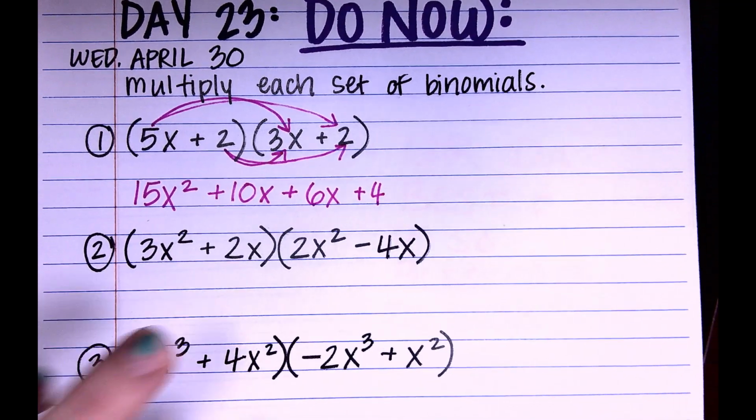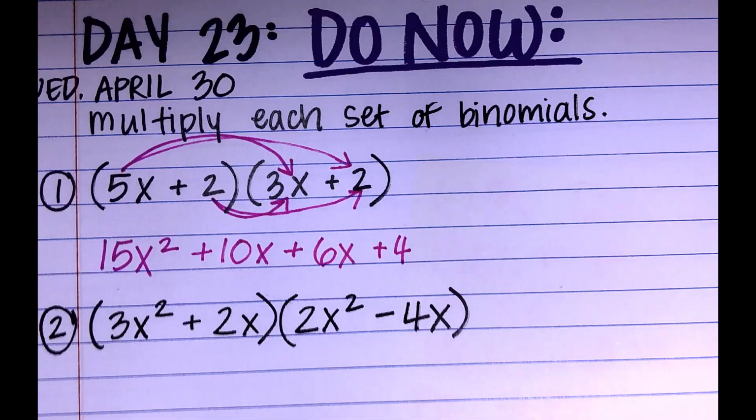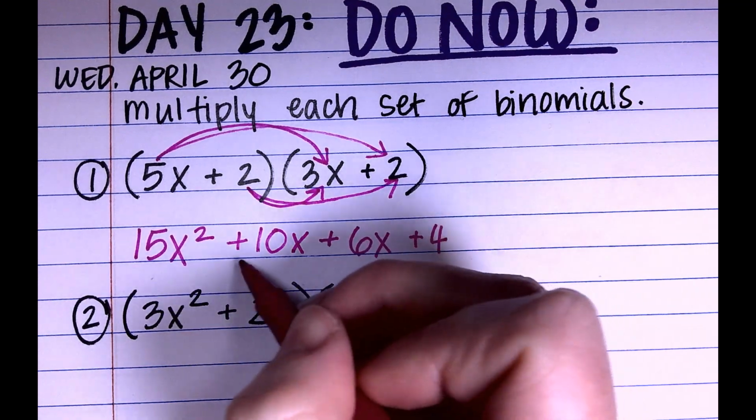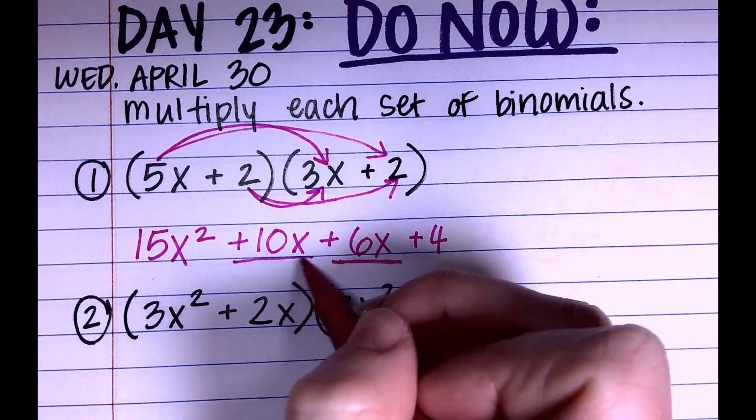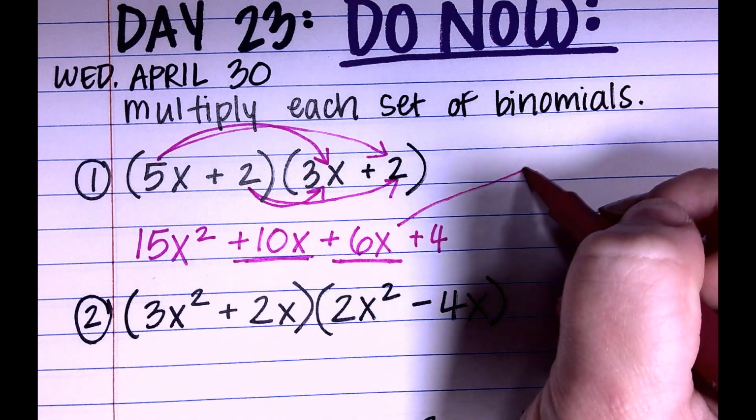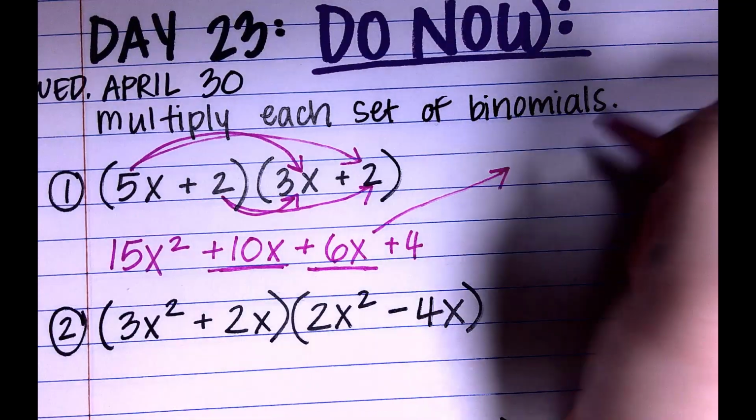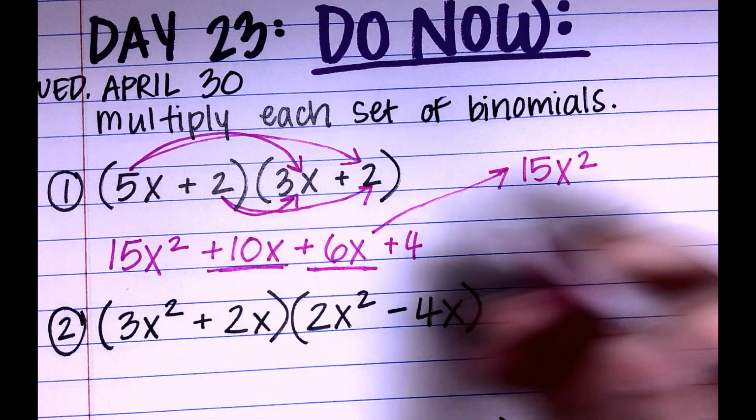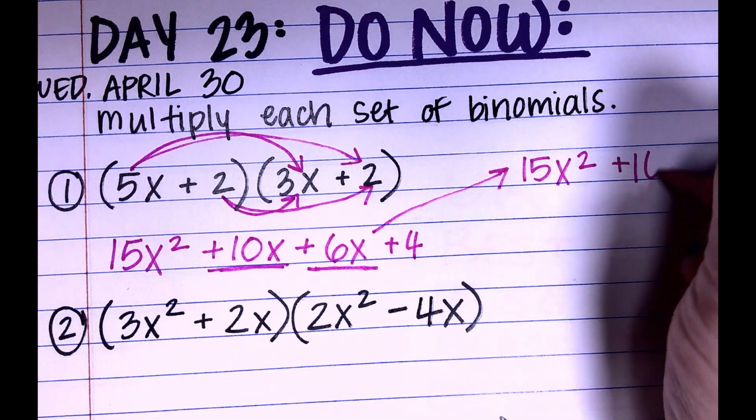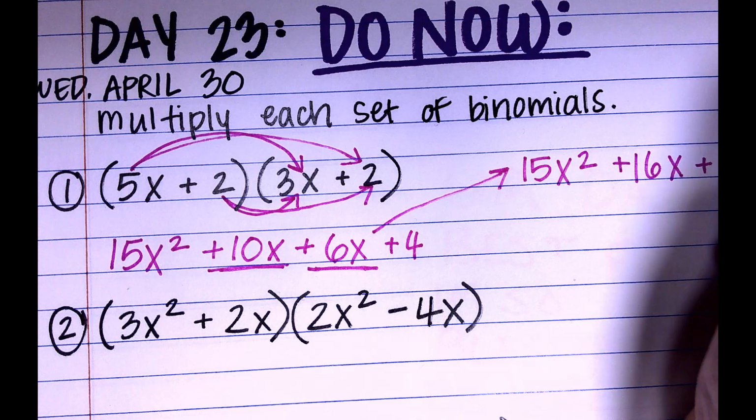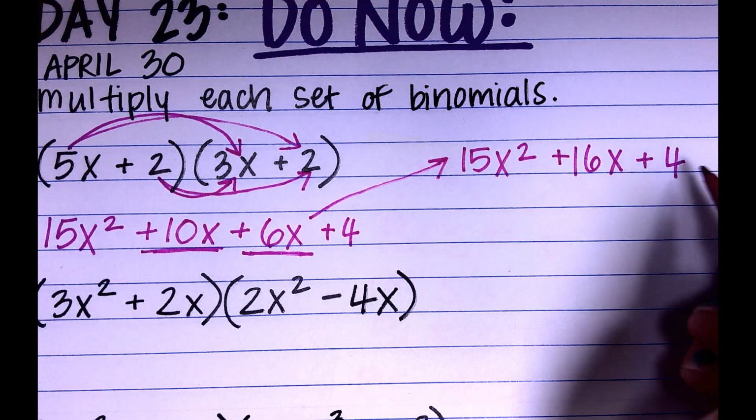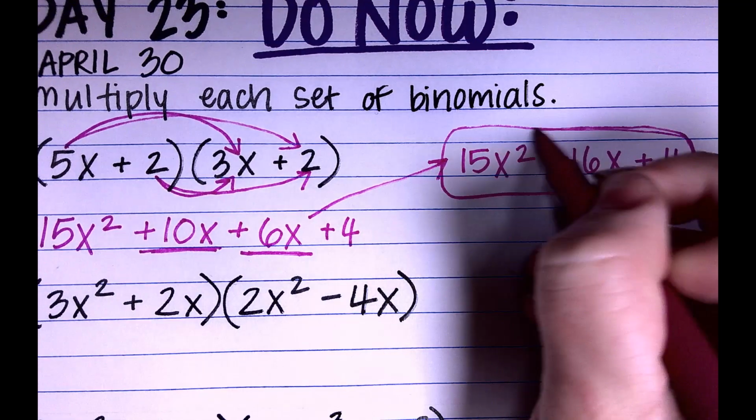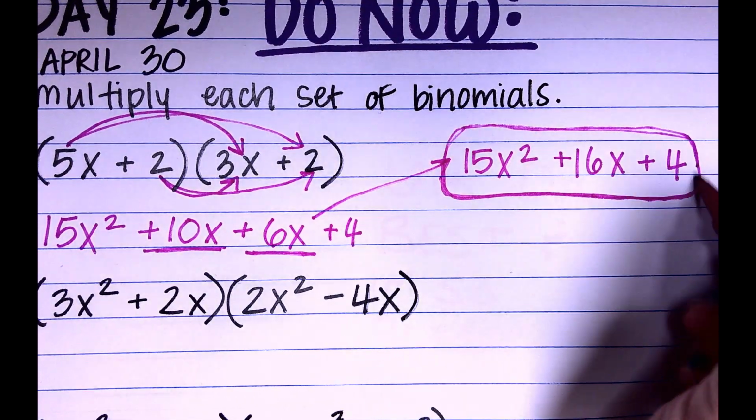All right, so we've done our multiplying. What like terms do we have, if any? 10x and 6x. Good. So those will be added to make 16x. So we'll just rewrite everything. 15x squared plus 16x plus 4. And that is our answer. You guys get that one right?